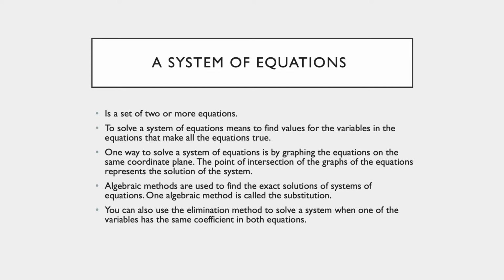Algebraic methods are used to find the exact solutions of systems of equations. One algebraic method is called substitution. You can also use the elimination method to solve a system when one of the variables has the same coefficient in both equations. In conclusion, there are three main methods that can help us find the solutions for a system of equations. The first way is to solve a system of equations by graphing. The second way is to use substitution, and the last way is to use elimination.